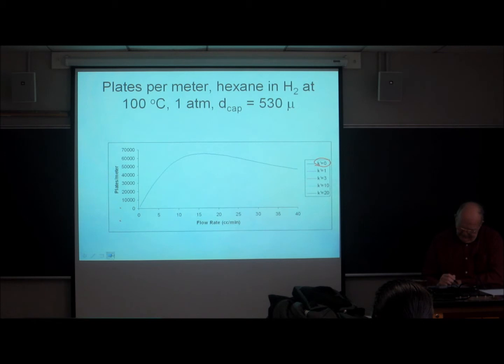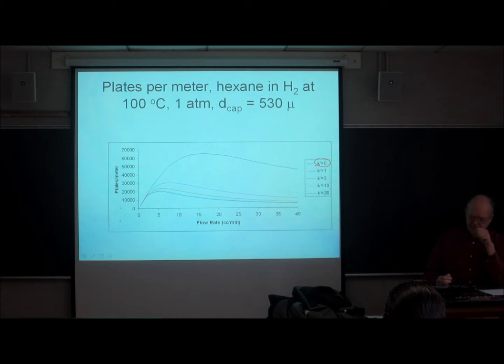And as we increase the K prime, the plates per meter drops, and drops a lot. And as we keep increasing the K prime, it gets smaller and smaller until it essentially reaches a final asymptotic value with a K prime roughly of 20, where if you make the K prime any bigger, things don't get any worse. But this is the plates per meter.